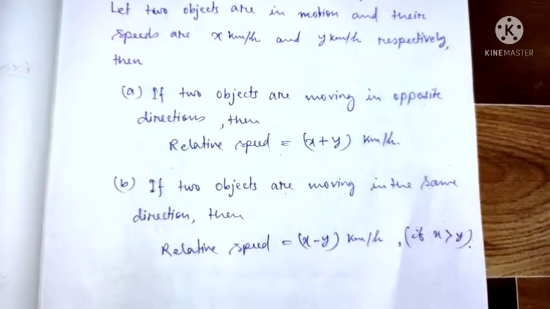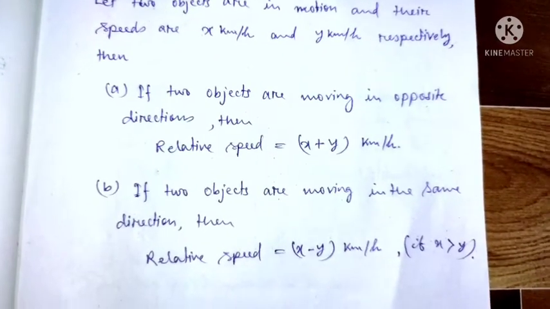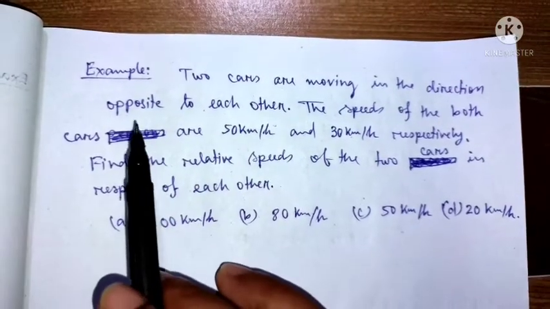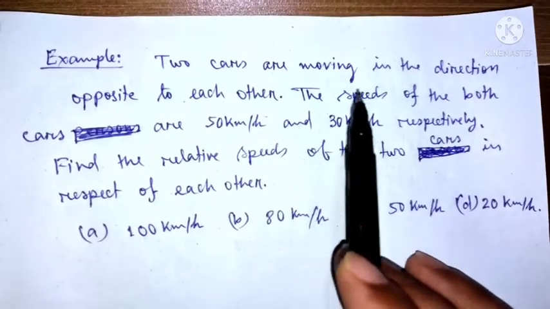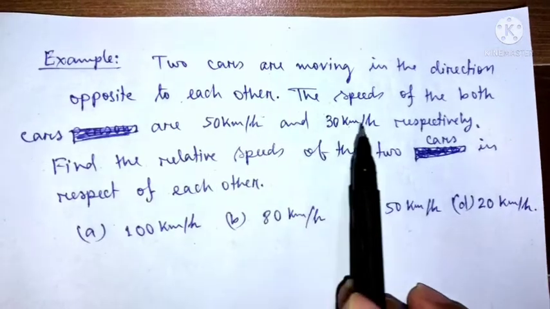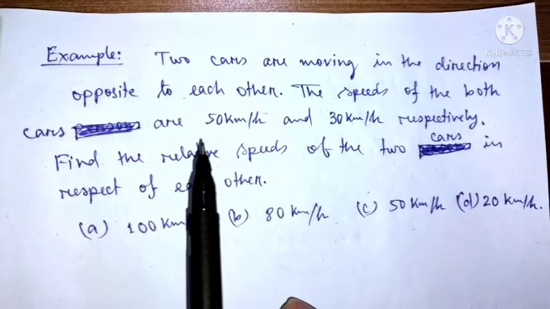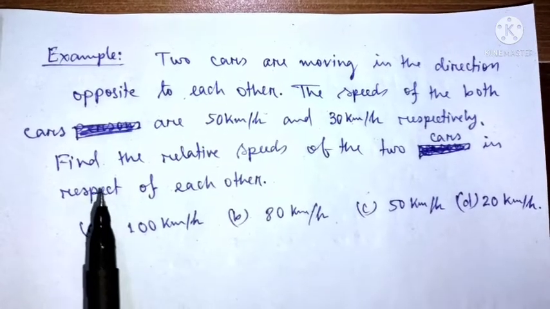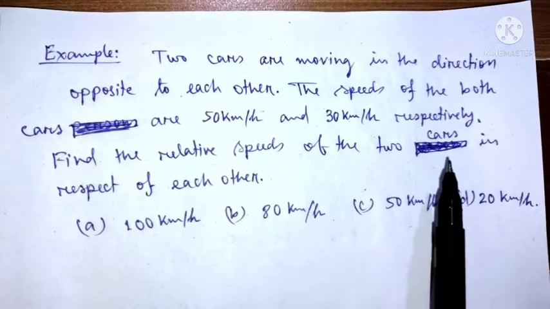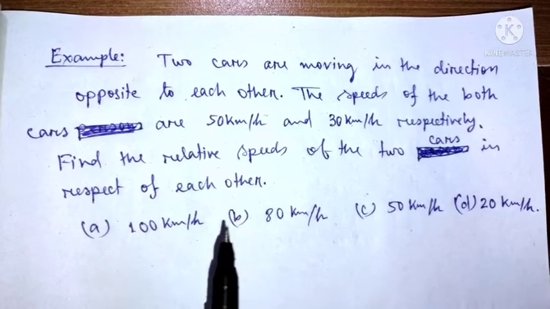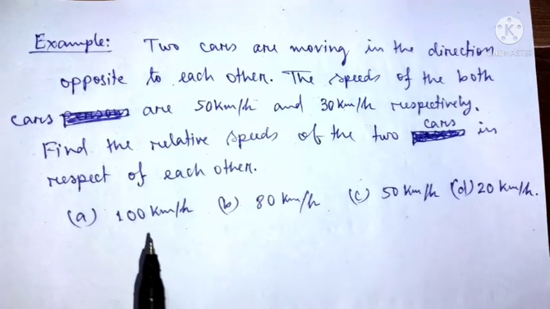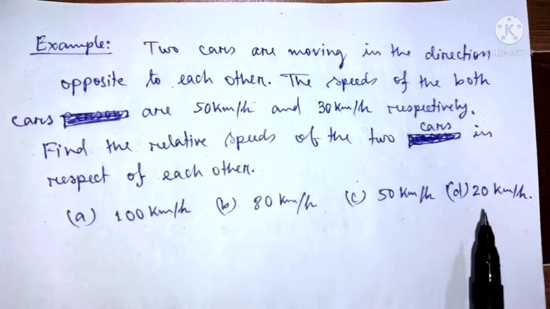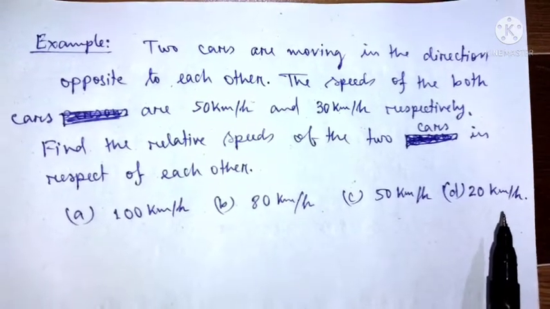It is given here. So these are the two relative speeds. So let us take an example to clarify this concept. Here is an example. Two cars are moving in directions opposite to each other. The speeds of the two cars are 50 km per hour and 30 km per hour respectively. Find the relative speed of the two cars with respect to each other. So options are 100 km per hour, 80 km per hour, 50 km per hour and 20 km per hour.